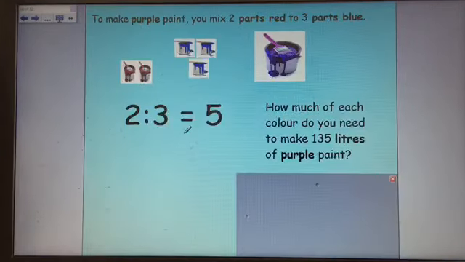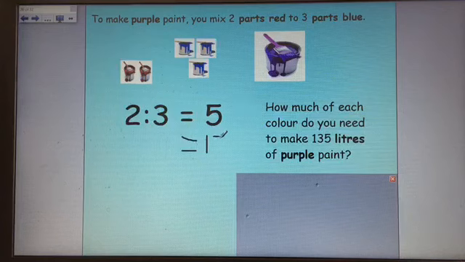So let's have a look at the next one. How much of each colour do you need to make 135 litres of purple paint? So again, you could write 5, 10, 15, 20 and go all the way down in 3s and 2s. But a much quicker way is to write 135 litres because that's what we need.